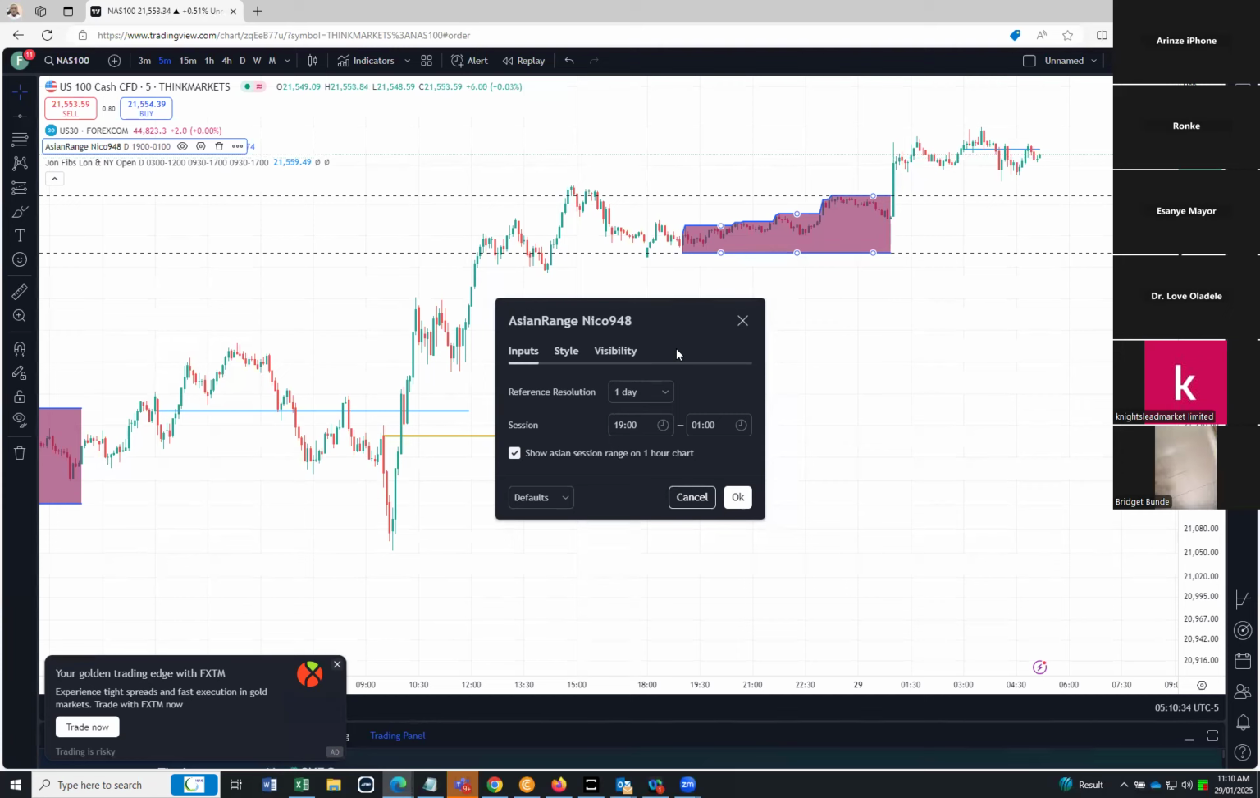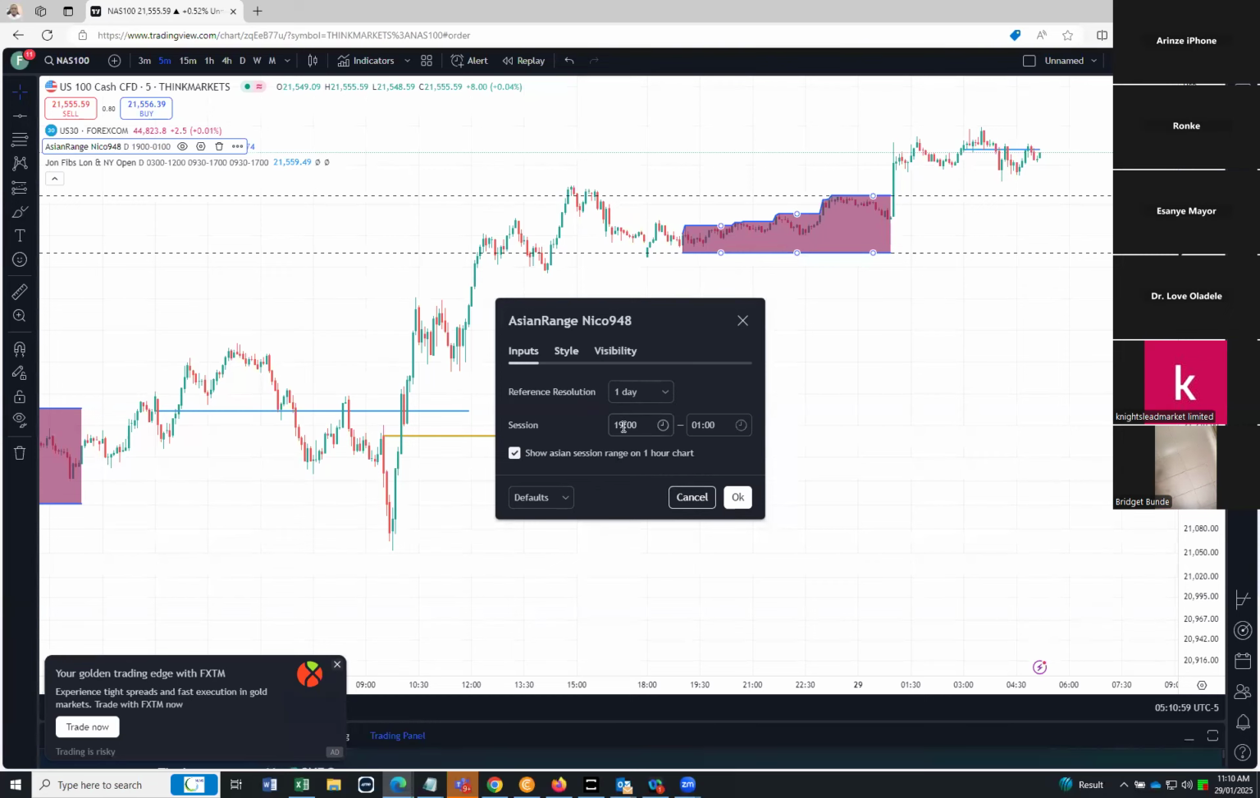I'm looking for the settings anyway. If you put your cursor on that Asian range, you will see something that looks like an eye to hide. Then in the middle, you will see settings. Okay, yes. So click on settings. Yeah, it's Asian range Nico 948. So input, style, visibility. Reference resolution is 1 day. Just leave that one.